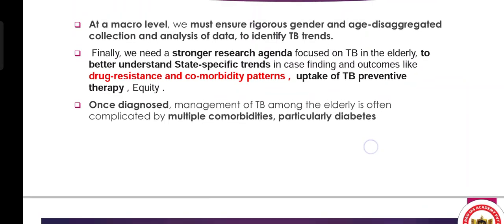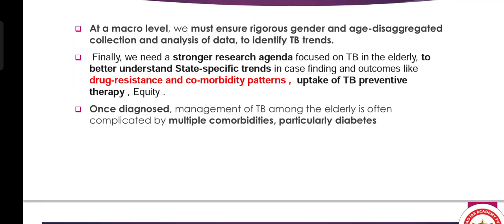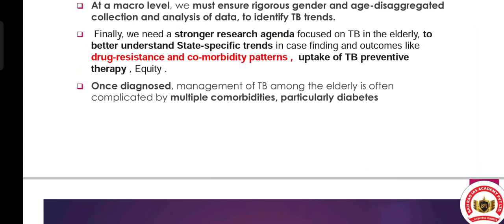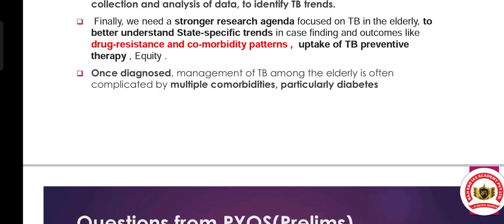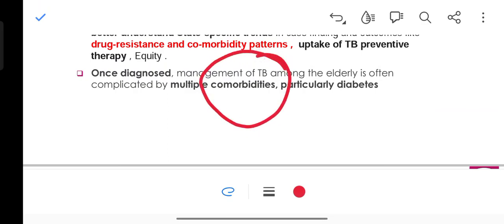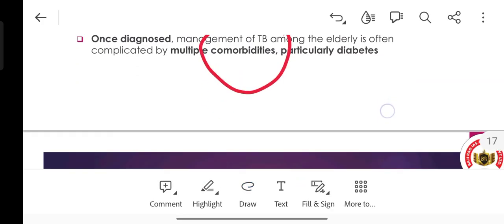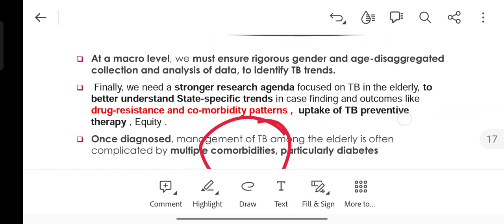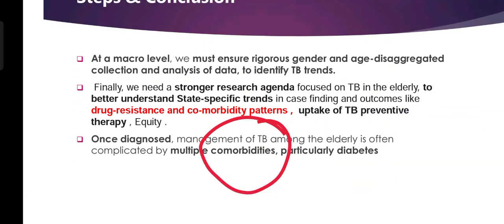Okay, and also we can have an uptake of TB preventive therapy. We should promote equity in diagnosis, treatment, and all of that. And you should understand that once diagnosed, the management of TB among the elderly is also complicated by multiple comorbidities, particularly the diabetes the elderly face. So that is the end of the article, and hope you understood in great detail.